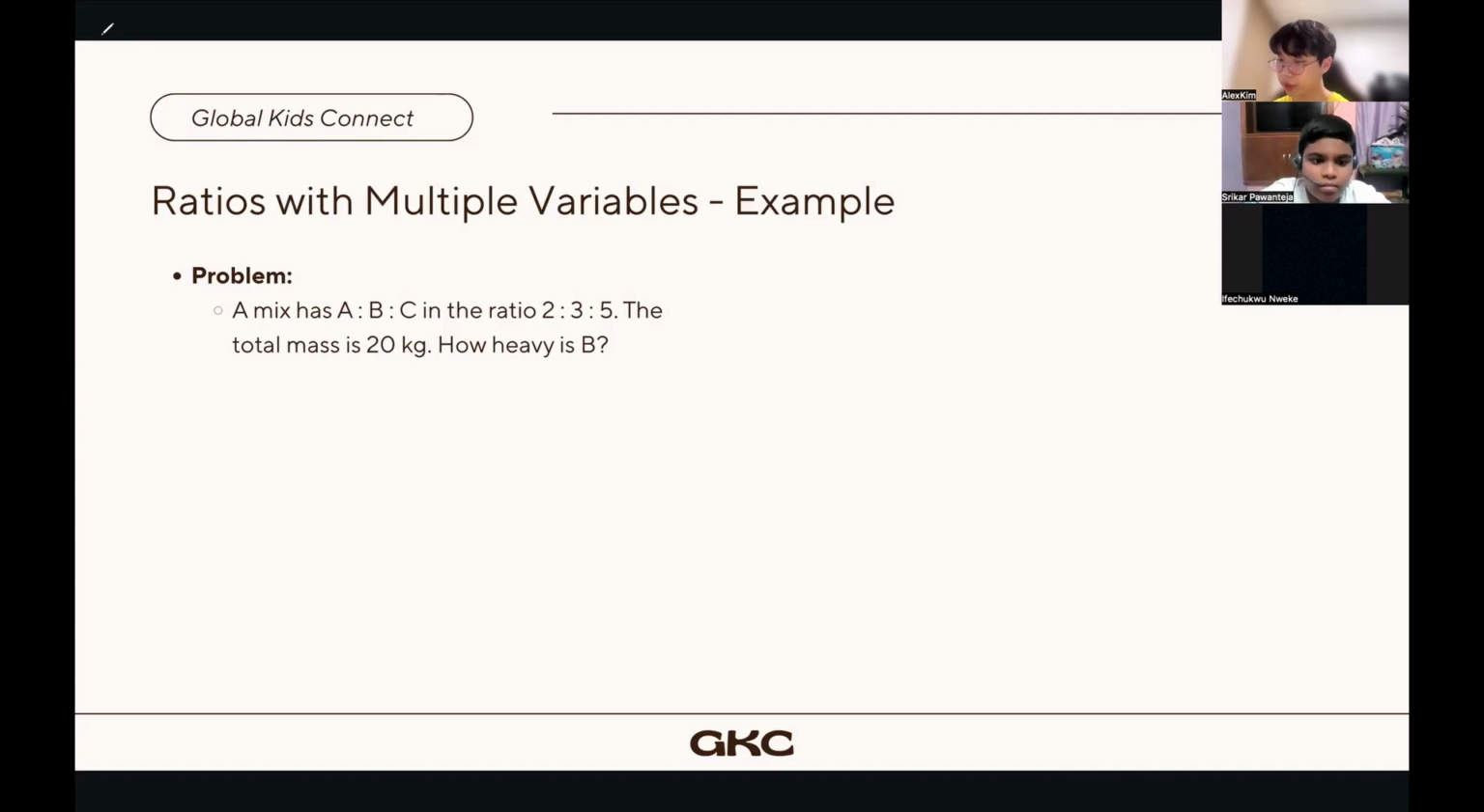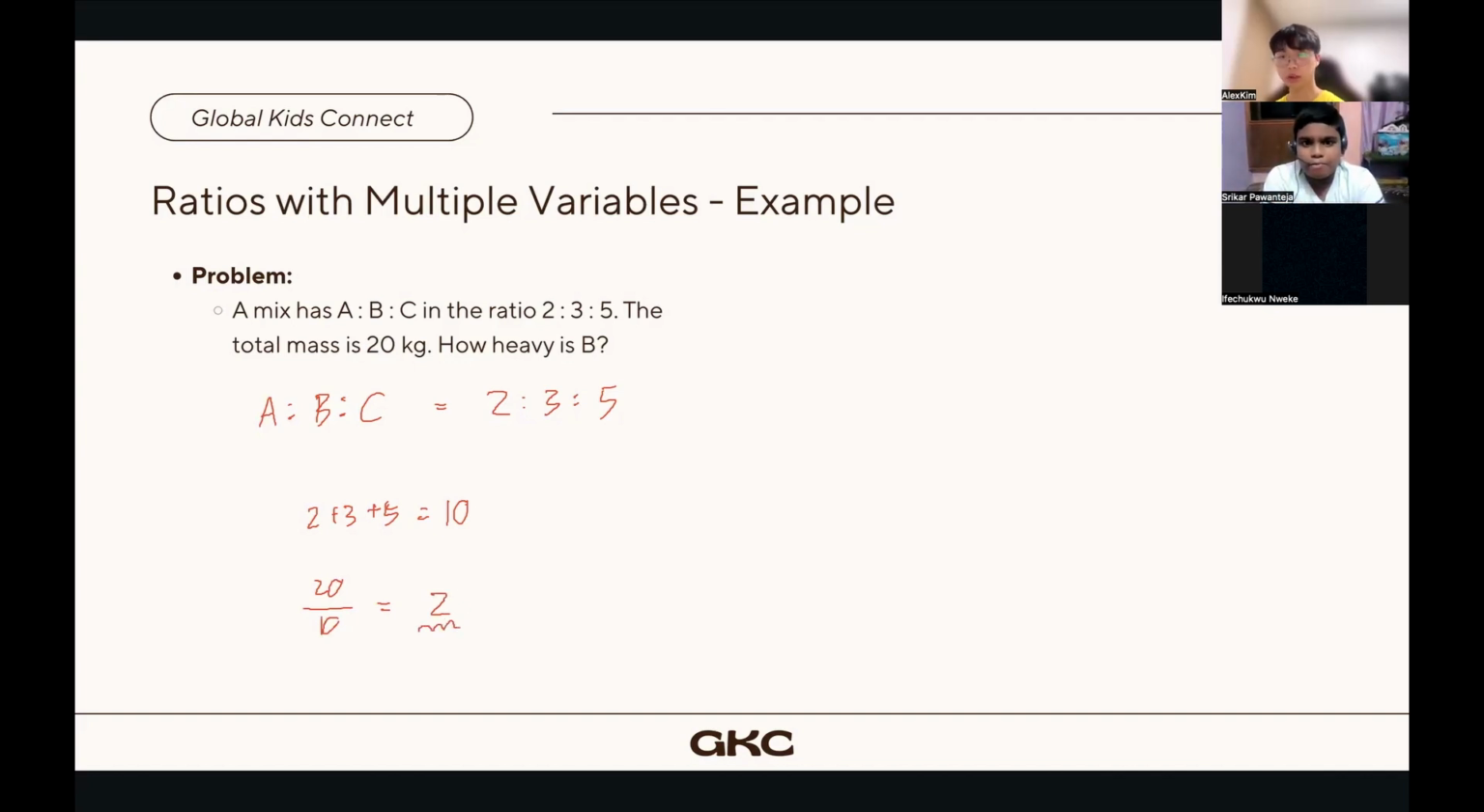If we have the ratio A to B to C equal to 2 to 3 to 5, then if we sum the parts of the ratio, 2 plus 3 plus 5 equals 10. If we divide the total, which is 20, by our sum of the parts, which was 10, we get a value of 2. Then we multiply the original ratio by 2 so that we get a new ratio of 4 to 6 to 10.